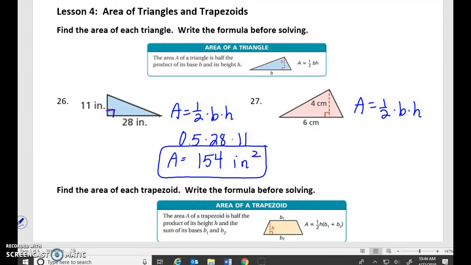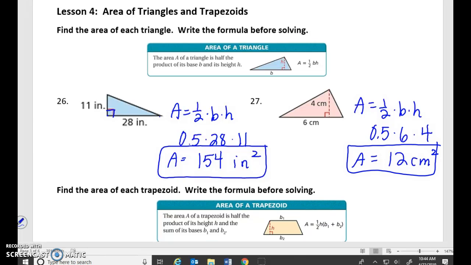Okay, so I wrote down my formula for area of the triangle. 1/2 times base times height. 1/2 is 0.5 times, what's the base? 6, and the height? 4, which equals 12 centimeters squared. Okay, let's move on and try some trapezoids.